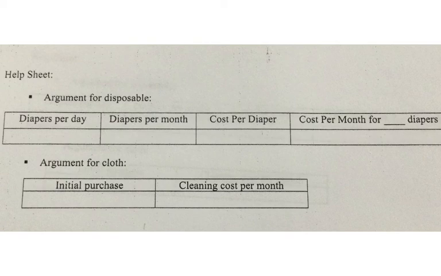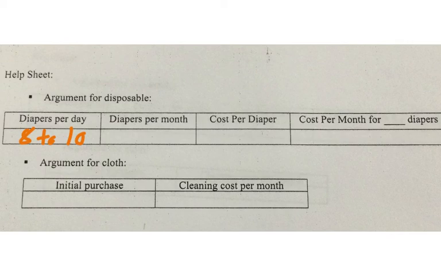For disposable diapers, to figure out the cost, how many diapers will you use per day? If you use your information sheet that you already read, you will use a minimum of 8 to a maximum of 10. So in the diapers per day, we're going to put from 8 to 10. That's how many diapers we're going to be using per day.